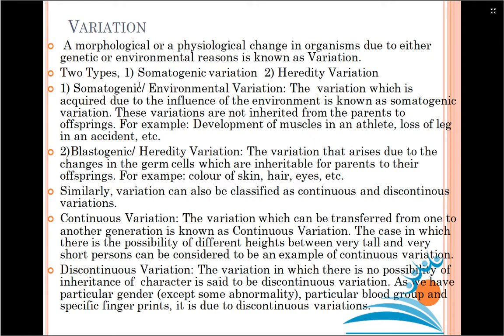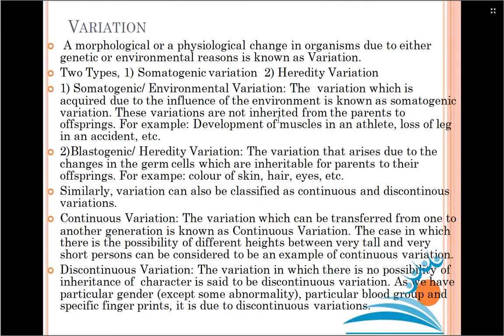According to the impact of the gene and environment, there are two types of variation: somatogenic variation and hereditary variation. Somatogenic variation is also known as environmental variation. Since it is called environmental variation, this variation is caused due to the environment. And this variation is not transferred from one generation to another because it is caused due to the impact of the environment. So it is an acquired variation, obtained from the environment. As I told you, it will not be inherited from one generation to another.